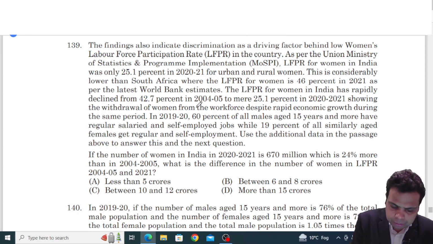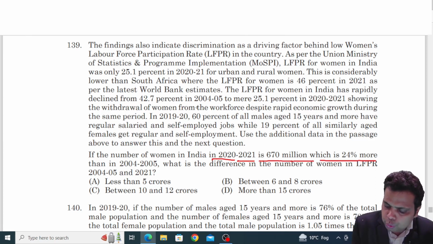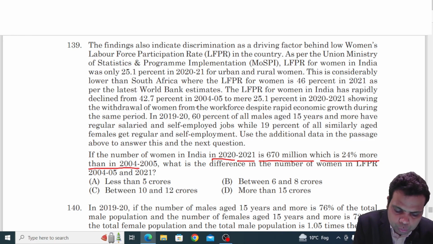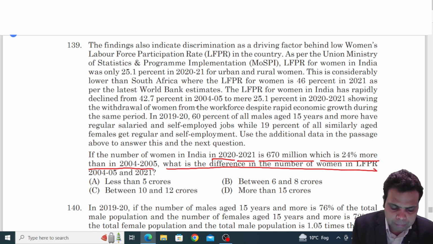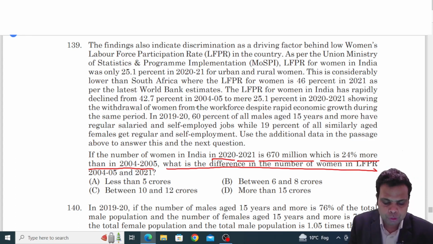Now, if you read this passage, you will get, if the number of women in India in 2020 to 2021 is 670 million, which is 24% more than 2004-2005, what is the difference in the number of women in LFPR between 2004-2005 and 2021? The answer of this will be, you have 24% more, so you have to go to the 100%, then you will find out the 24%. It will be between 6 and 8 crore.